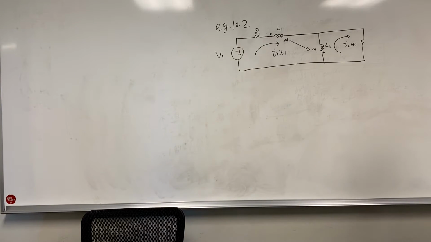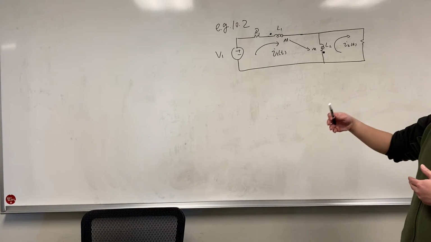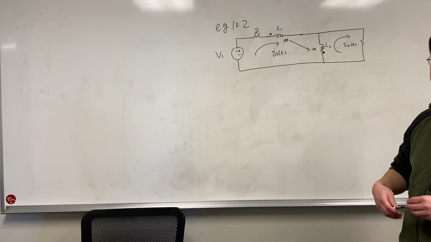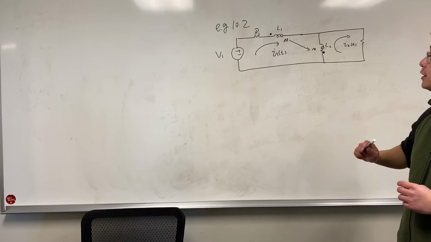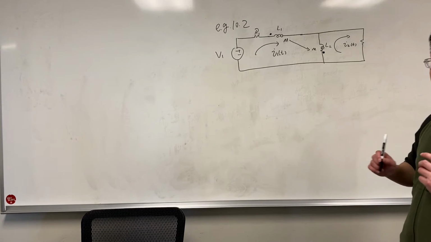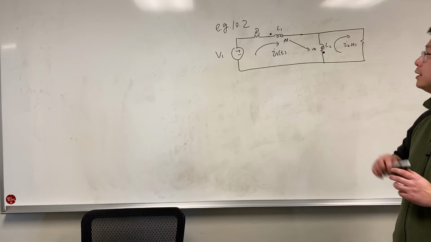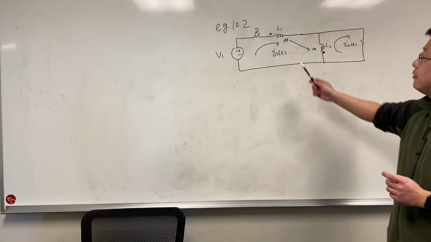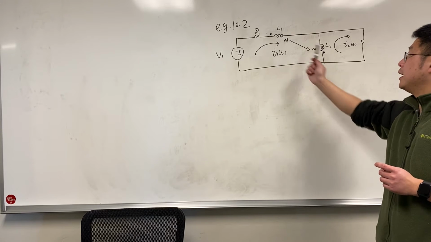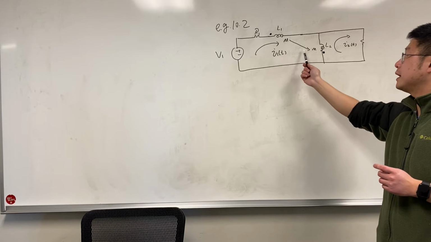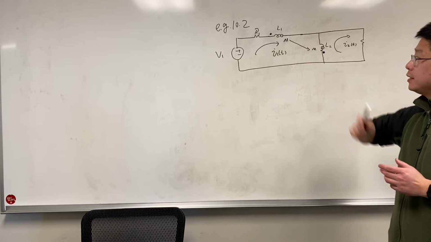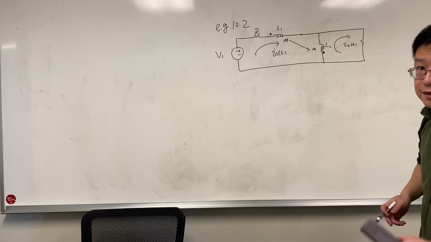So for the second example, we need to write the loop equation for this circuit. Do you remember the loop analysis? I think we discussed it in chapter 3, right? But here we have the inductors, and also we have the mutual inductance, which is M. But it is very similar.